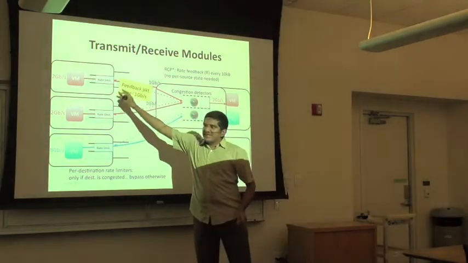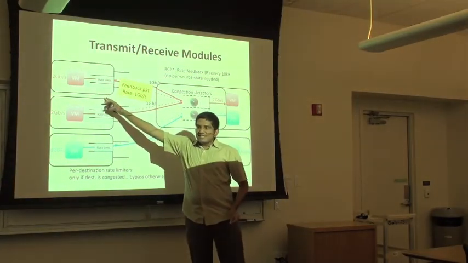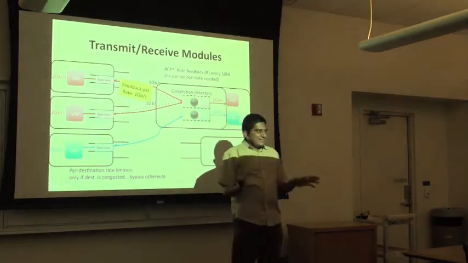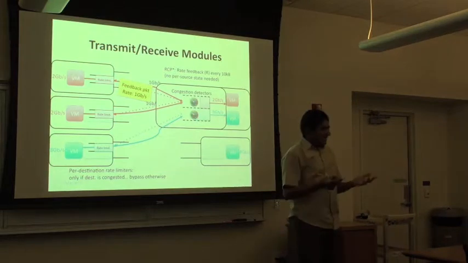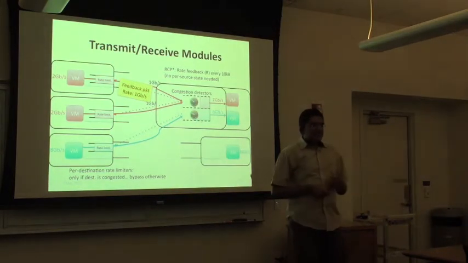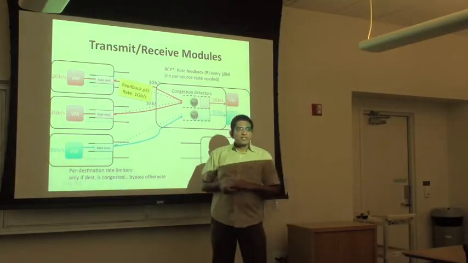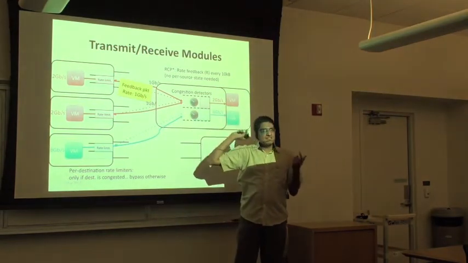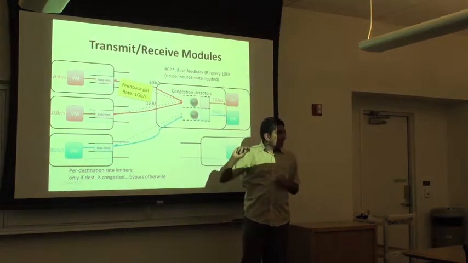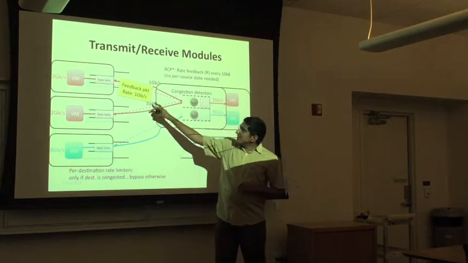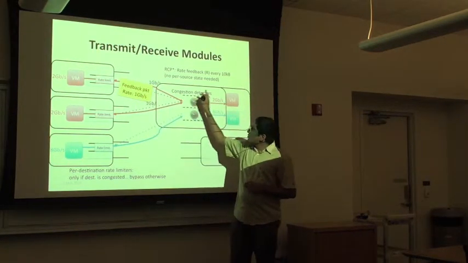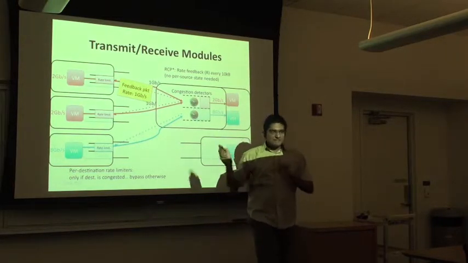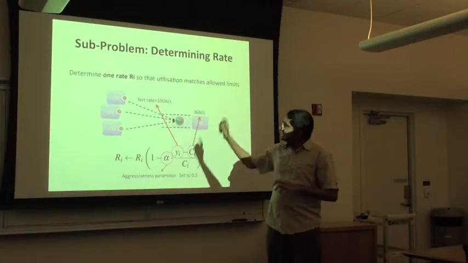And the sources are going to be rate limited. And notice that this rate limiting is happening in the trusted domain inside the hypervisor. So we don't expect tenants to obey these rate feedback packets that we send them. The hypervisor is actually going to create rate limiters and then rate limit traffic. And notice that these rate limiters are dynamic. You don't create a fixed rate limiter operating at a fixed capacity. The rate at which it's going to drain is determined by what happens at the receiver. Okay? So let me delve into the sub-problem of determining this rate.